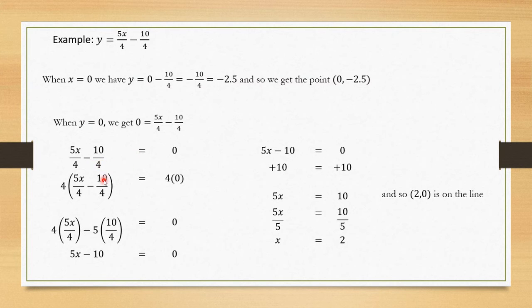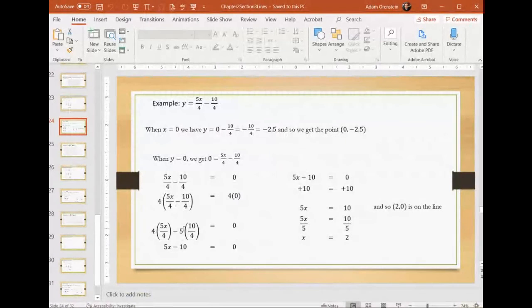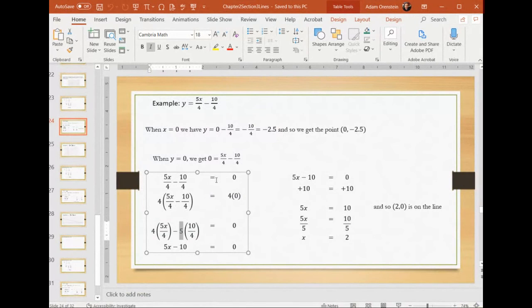So of course, what did I do? I cleared denominators by multiplying both sides by 4. 4 times 0 is 0. I distribute. And so the denominators are now gone. And I don't know why that's a 5 there. That should be a 4. Let me just quickly fix that. It's been a typo. That happens. But once you do that, you're going to get 5 times x minus 10 is 0. We get 5 times x minus 10 is 0.